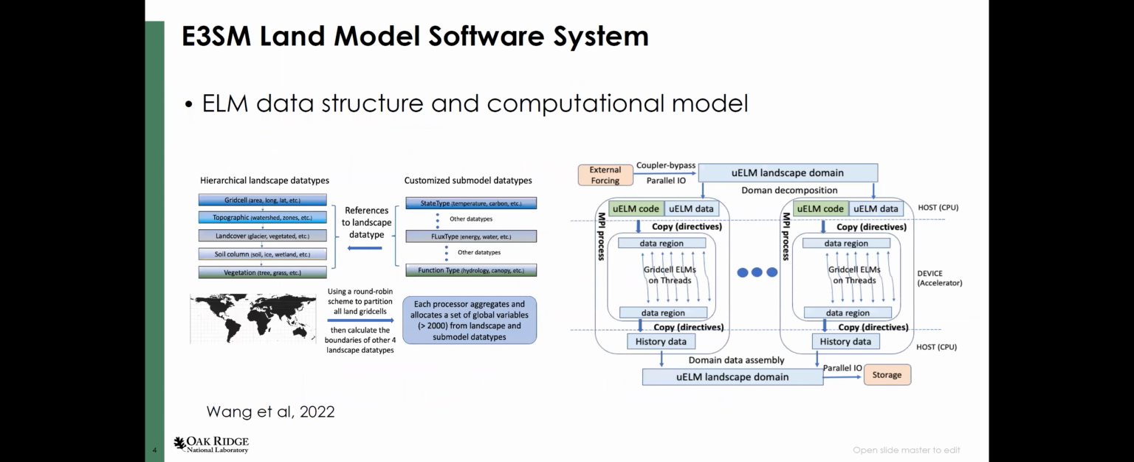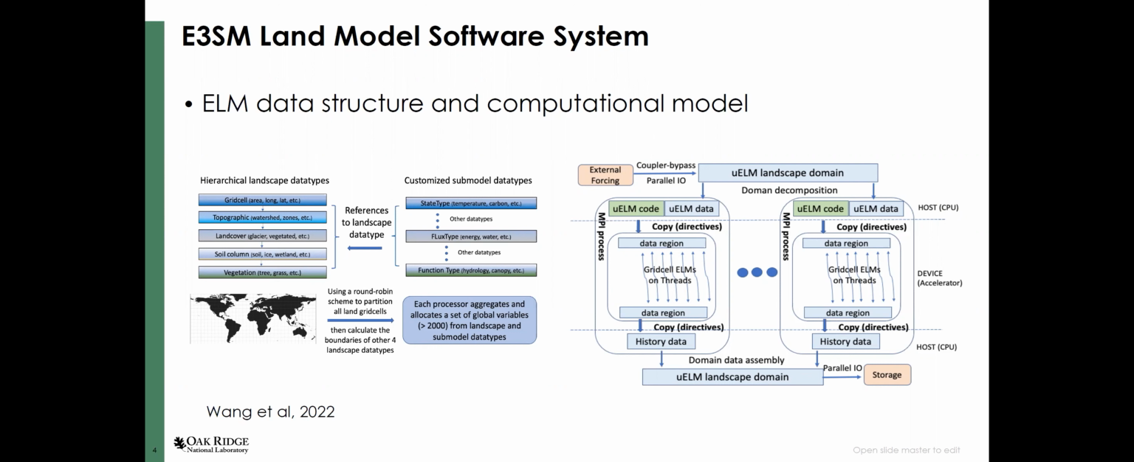This slide is talking about the data structures and the computational model. The data structure, as I mentioned before, is a nested data structure. We have different levels of grid cells, topography, land covers, soil, and vegetation, all nested together. So when we parallelize our code, we have to be more careful.